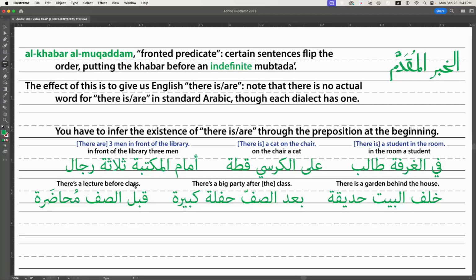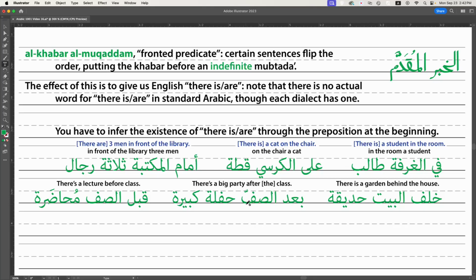Once again, there's no word here for there, or for that matter for is or a, because Arabic likes to be complicated and opaque about these things. But it's really not that hard to figure out. When you see a sentence that begins with the preposition, once you recognize your prepositions, which is another good reason to learn them, that means you have a khabar muqaddam.